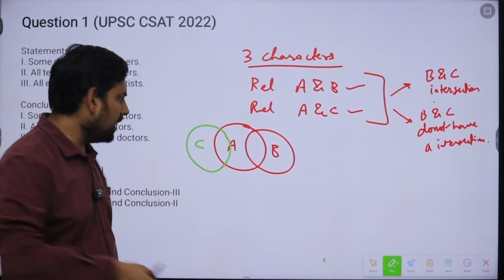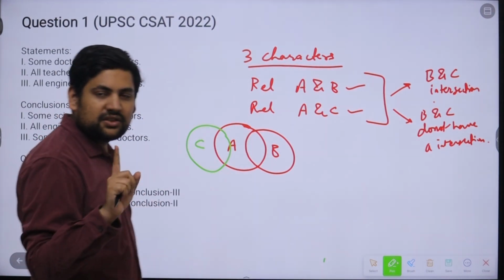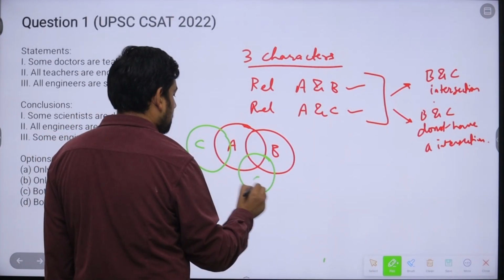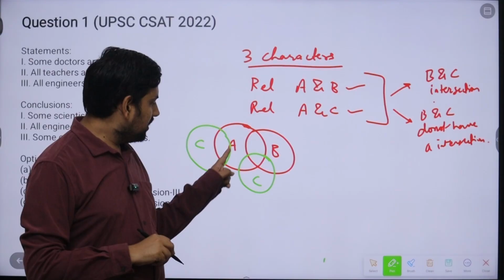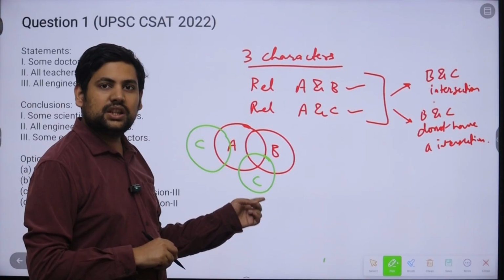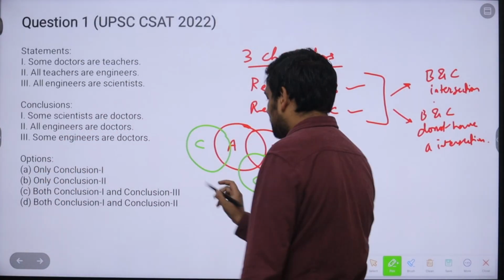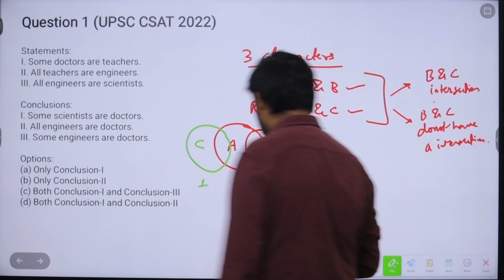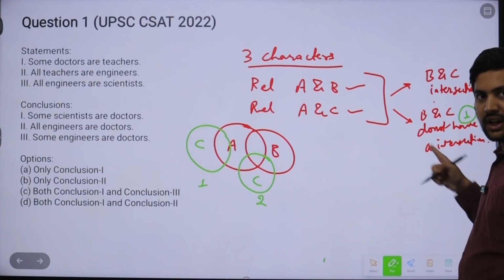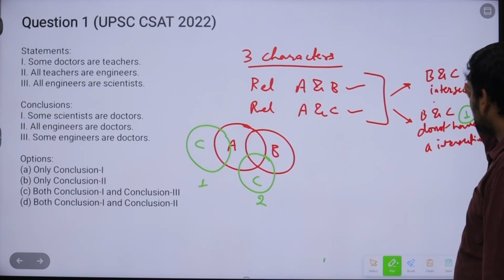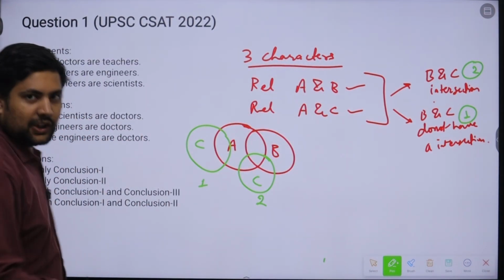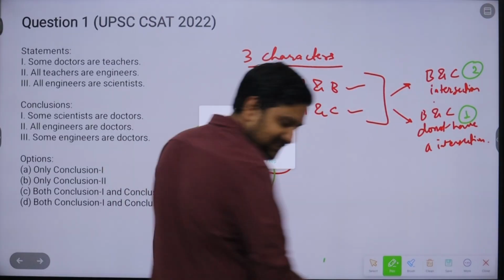What is the other possible diagram? See, it is not placing any restriction on the relation between B and C. So the other possibility is this. Does this also tell that there are some A that are C? Then there are some B's also which are C. Does not matter. So this was the first diagram, this was the second diagram. So if B and C do not have an intersection, it will be like the first diagram. If B and C do have an intersection, it will be like the second diagram. So always 2 such diagrams are possible. Okay, that's it. Now let's get to the questions.